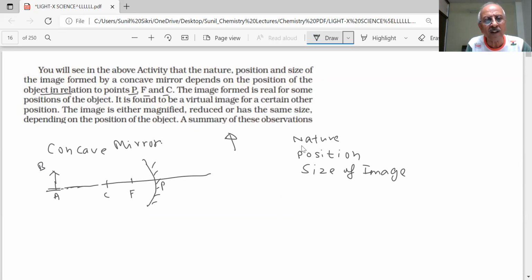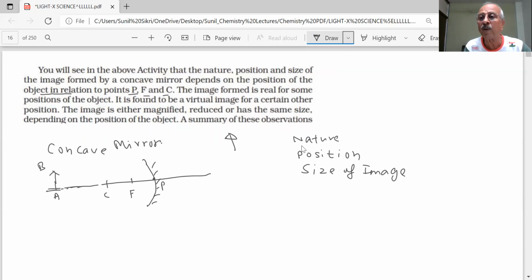This depends on where the object is, the position of the object from this point, the pole. If I keep changing the position of the object from the pole, the nature, position and size of the image change. What changes? The nature of the image, the position of the image, the size of the image. Size means how big or how small, position means where it is formed, in front of the mirror or behind the mirror. What is the distance of the image from the pole?